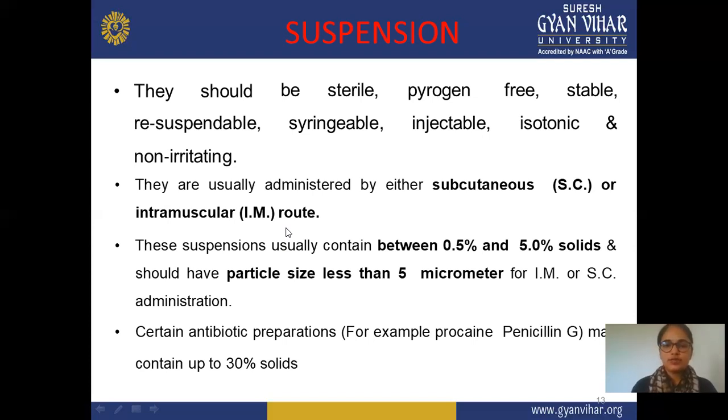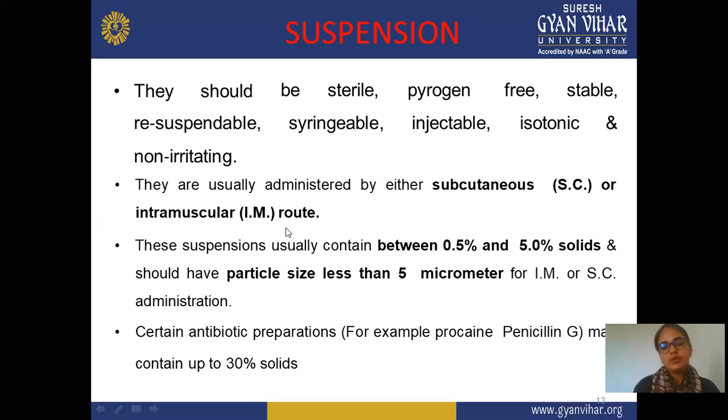And the next point is that these suspensions usually contain 0.5 to 5% solid, which means the concentration of solid material present in the suspension is very low, normally 0.5 to 5%, and should have a particle size less than 5 micrometer. This means the solid particles suspended in your formulation are very small in diameter, only 5 micrometer, and the suspension is administered by IM or SC injection, meaning intramuscular as well as subcutaneous injection.